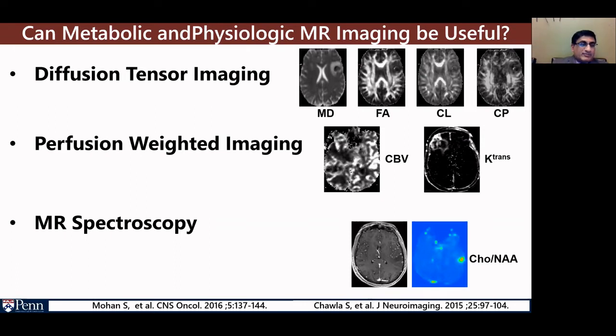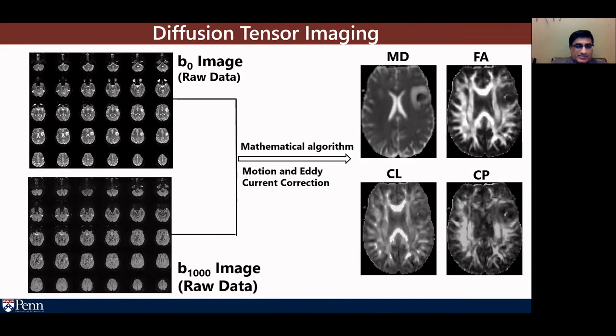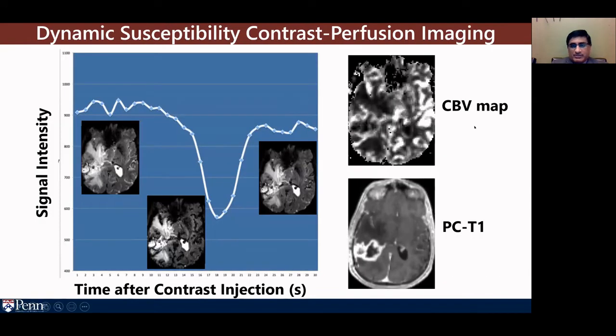Okay, and then what are the perfusion weighted images? In this case, we acquire dynamic images before, during, and after the injection of the contrast agent, and then we get different metabolic maps. This is one of the examples. This is the cerebral blood volume. Essentially, perfusion imaging gives information about the tumor perfusion.